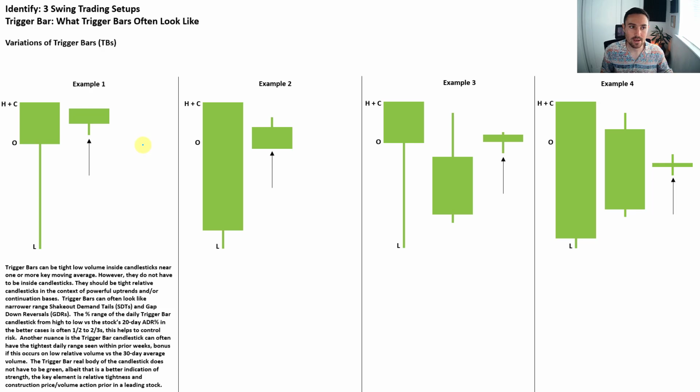So trigger bars are oftentimes tight, low volume inside bars sitting around one or more key moving averages, but they don't have to be an inside bar. If you want a more detailed description, then you can pause the video and read this, or read it while I am talking to you. But what I'm looking for is inside bars that are really tight. They don't have to be an inside bar, but oftentimes they are just a really tight bar sitting around one or more key moving averages, preferably on really low volume, just to indicate there's not that much supply coming through.